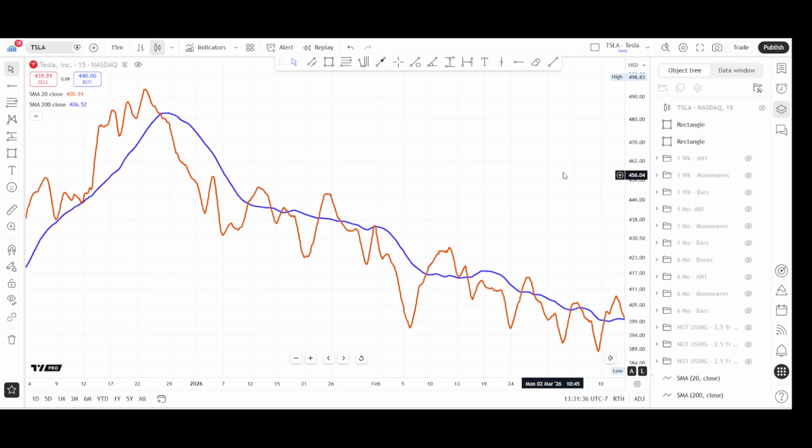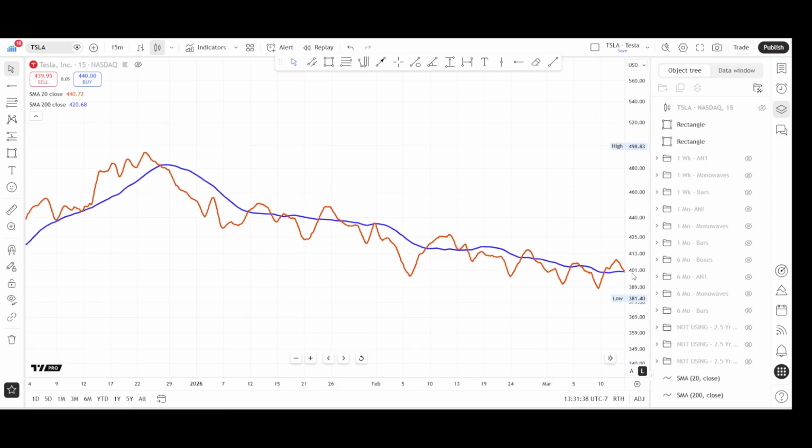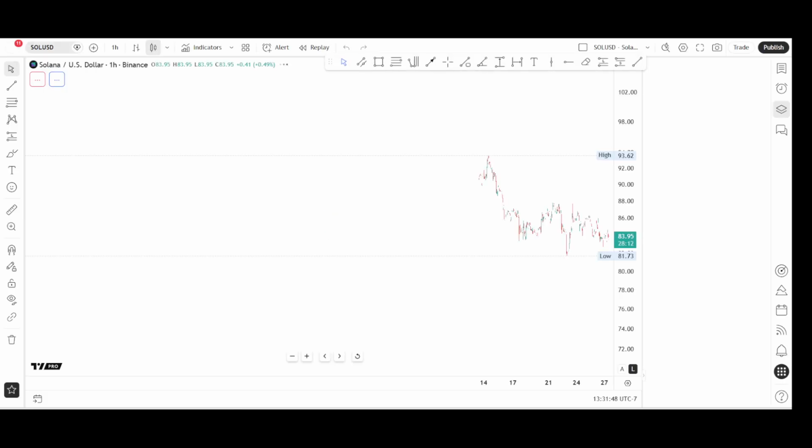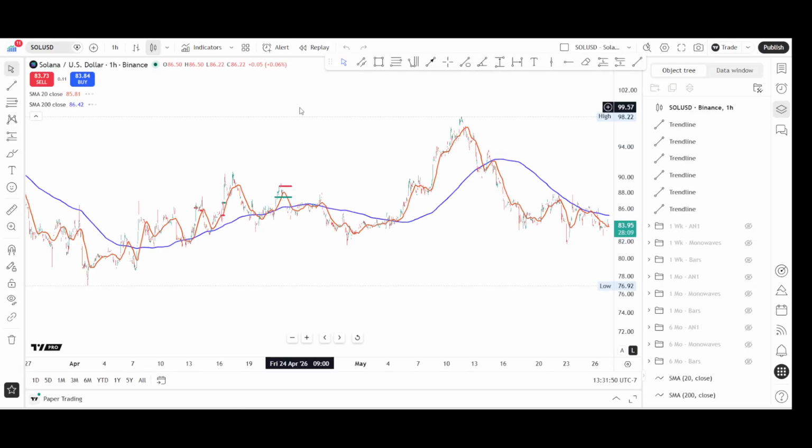So this is Tesla on a 15-minute chart. I could do this all day long on any chart. You pick a chart. What do you want to do? Let's do Solana. Solana is a crypto. Well, I guess we're not doing Solana. Oh, there we go, Solana came back. Now let's do Solana on the hourly. That's what I've got set up here. Solana on the hourly chart.